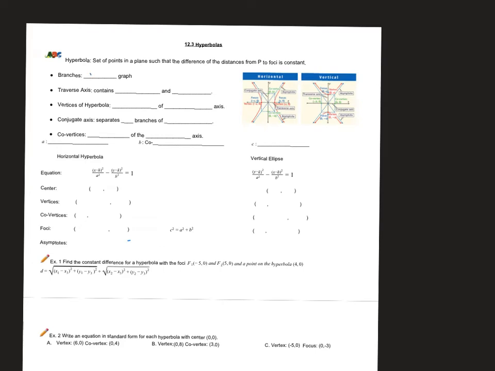Alright, so the branches are the actual hyperbola graph. The transverse axis contains the vertices, and if extended, the foci. Vertices are the endpoints of the transverse axis. The conjugate axis separates the branches of the hyperbola, and the co-vertices are the endpoints of the conjugate axis.